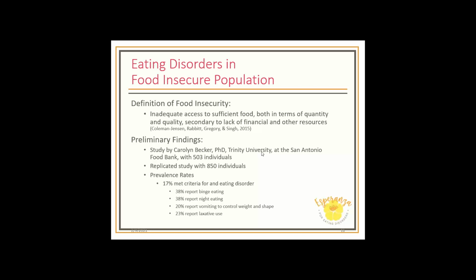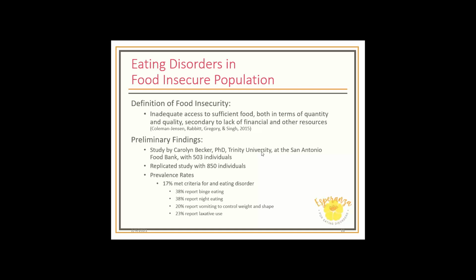So a study was done here in San Antonio by Carolyn Becker of Trinity University at the San Antonio Food Bank with 503 individuals, and then it was replicated with 850 more individuals a year later. So this is what we have found here in the food insecure populations, that 17% of those with food insecurity have been getting their food from the food bank. 17% met criteria for an eating disorder. And which eating disorder? The binge eating disorders.